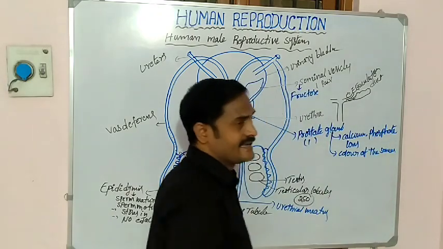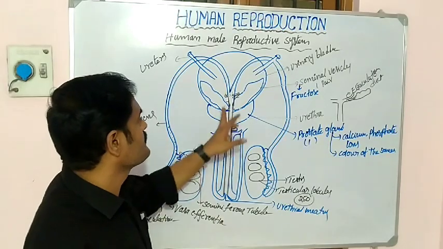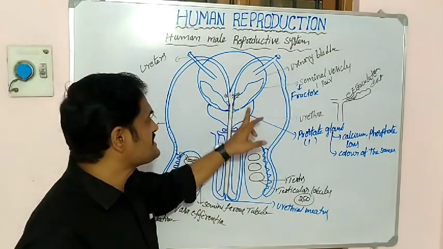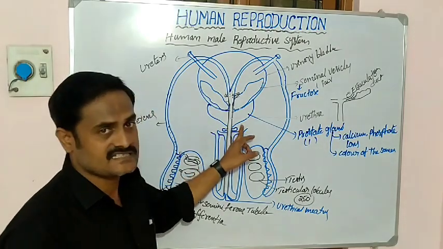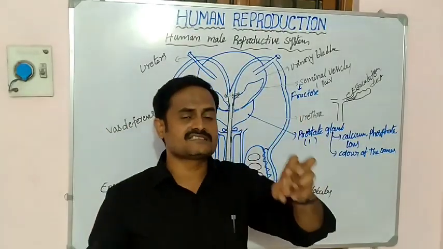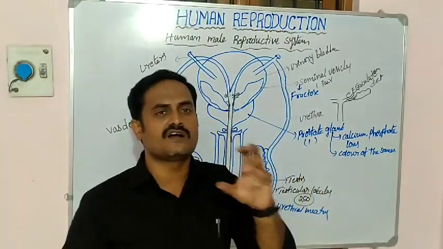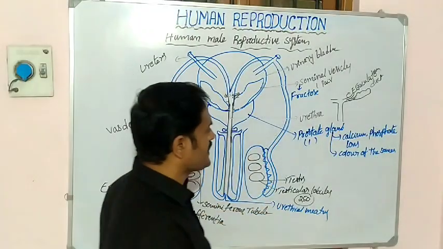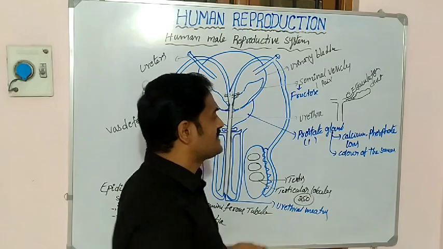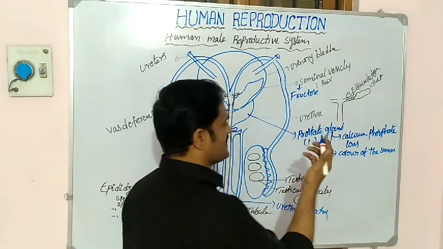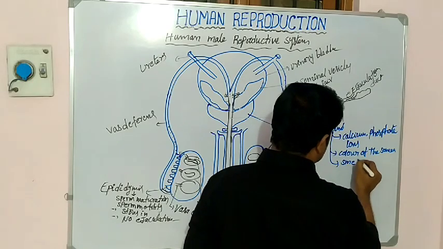What is semen? Three glands are present in the male reproductive system: a pair of seminal vesicles, one prostate gland, and a pair of bulbourethral glands. These three glands release some secretions. All these secretions together are called semen. The prostate gland is responsible for giving the white color to the semen, and it also gives smell to the semen.